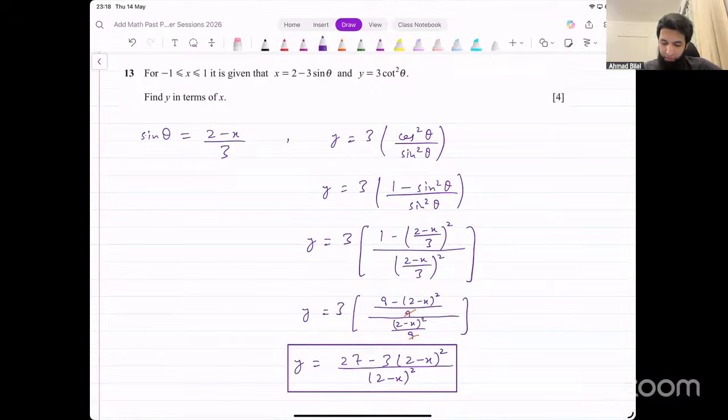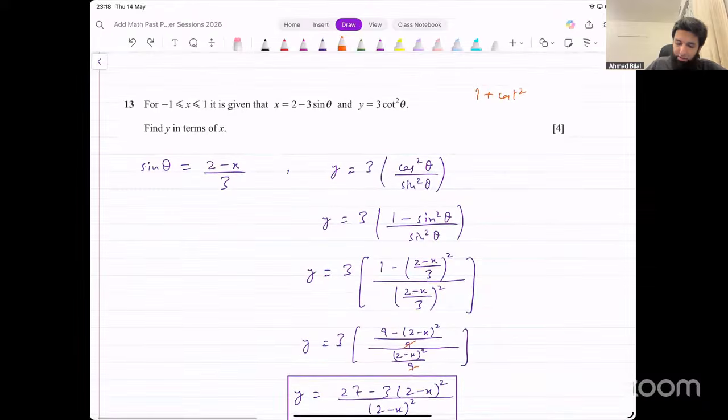What if we replace cot with cosecant? Okay, so you're saying let's use this identity: 1 plus cot square theta is cosecant square theta. So we could write this as 3 cosecant square theta minus 3, or let's say 3 into cosecant square theta minus 1. Yeah, that's actually very smart as well. In that case, you'll not have to use this 1 minus sine square theta. So yeah, you can do that.